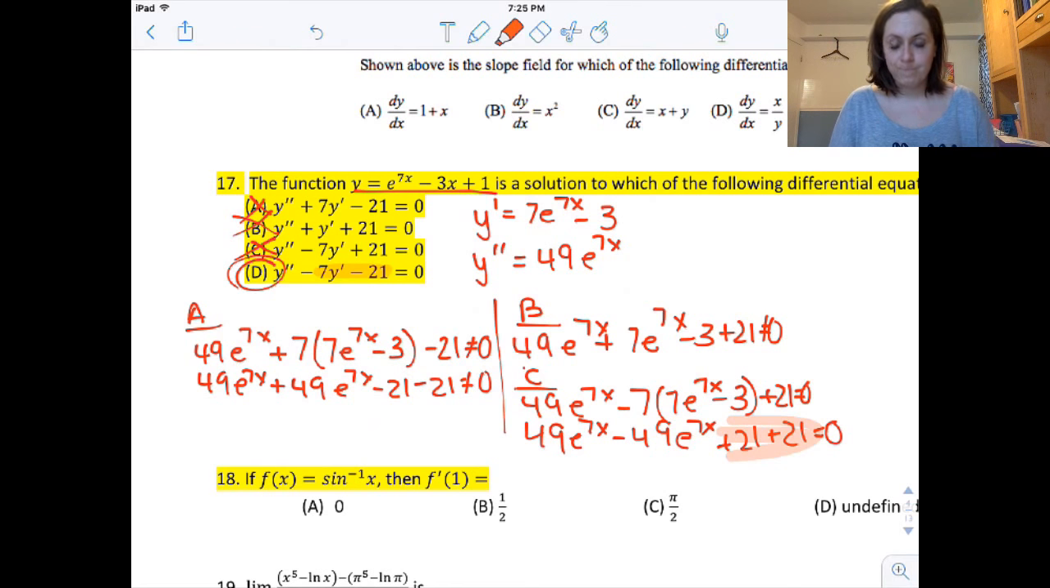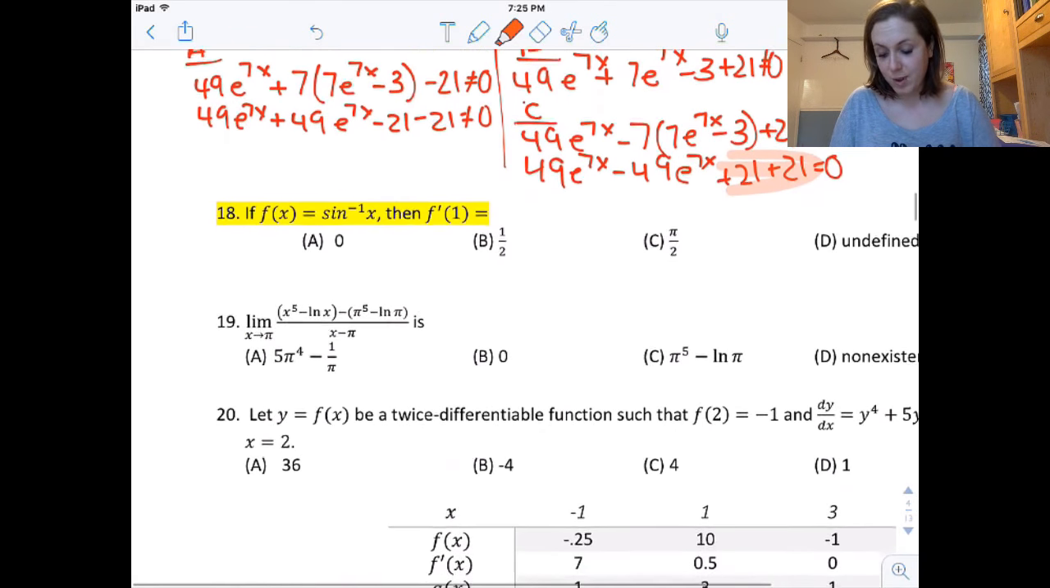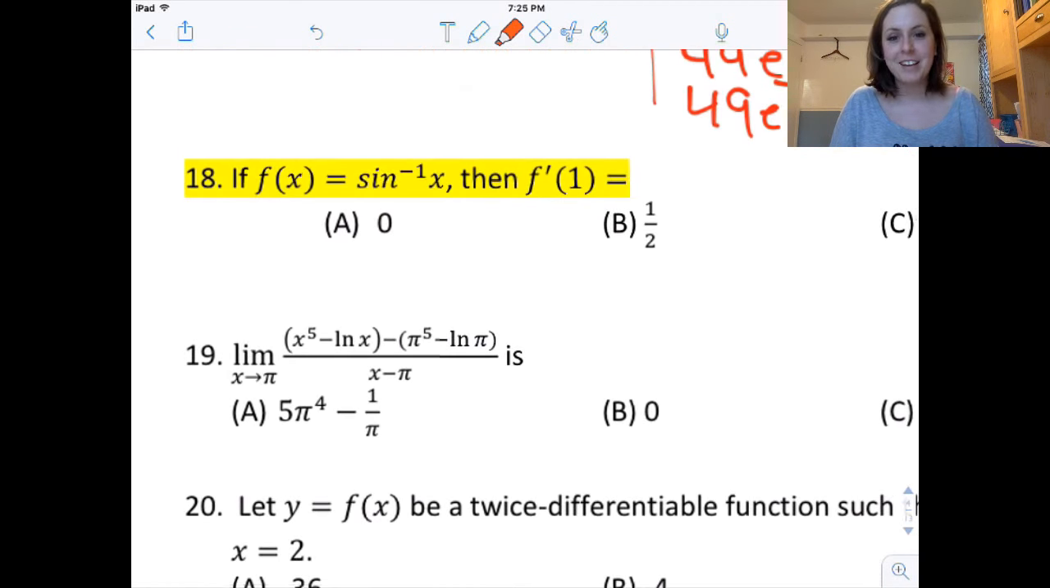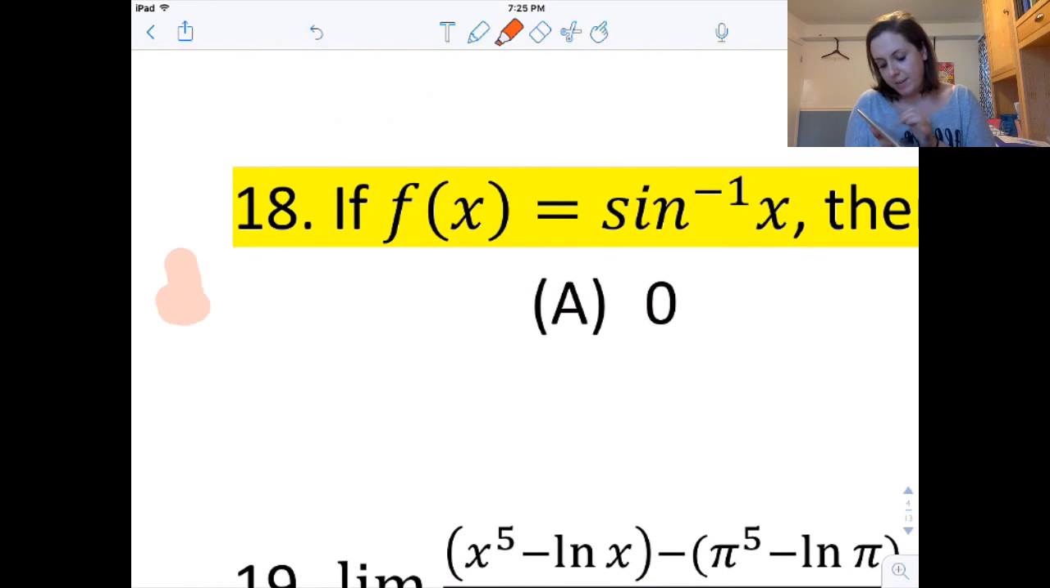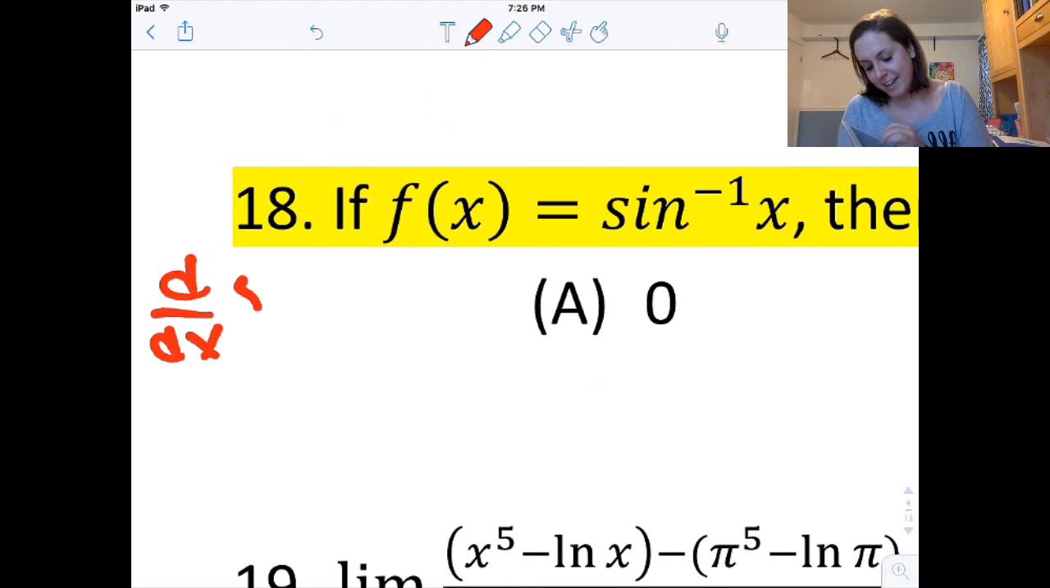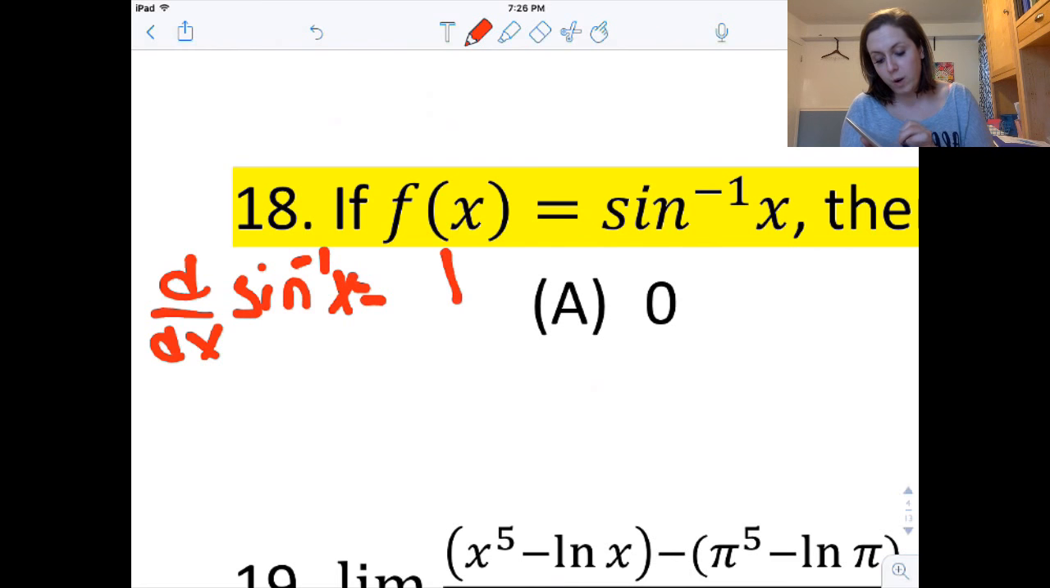All right, next one. I give you this one only because this is a derivative that we forget. If f is sine inverse of x, what is f prime of 1? These two derivatives are the ones most likely to be forgotten. So, derivative: the derivative of sine inverse of x is 1 over the square root of 1 minus x squared.